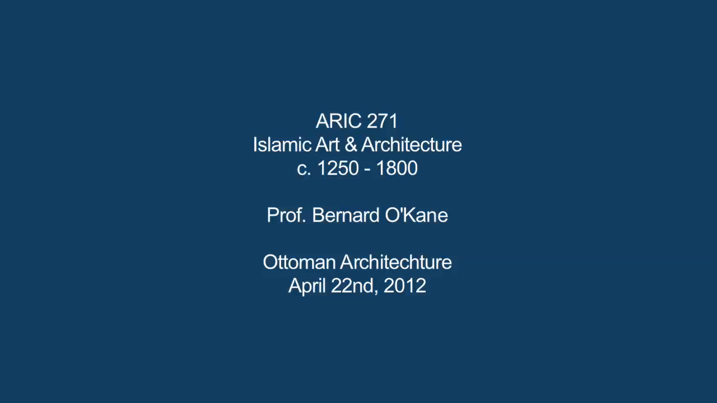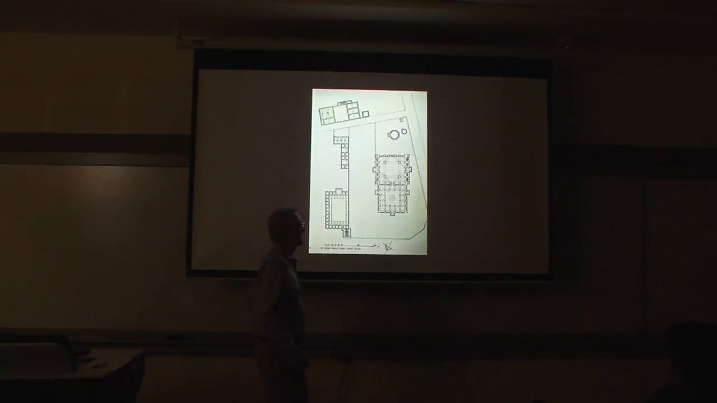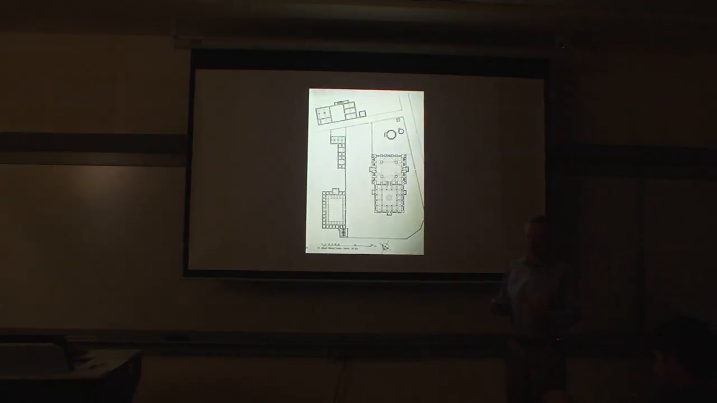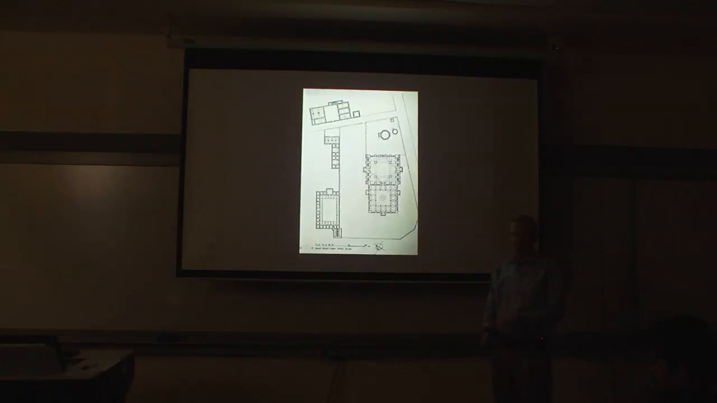So we looked at some of the major early examples of Ottoman architecture last class. And we're moving today to works from Sinan, who's the single most famous, not just Ottoman architect, but Islamic architect probably. We know a little bit about his history.